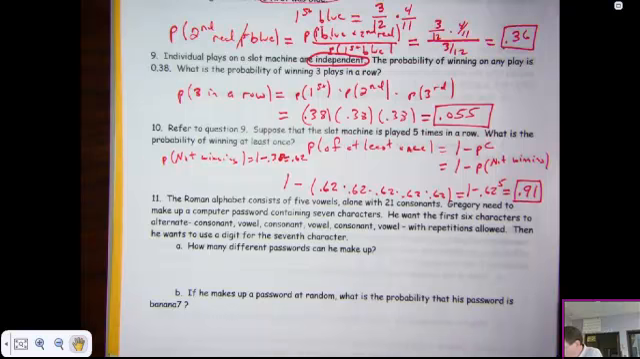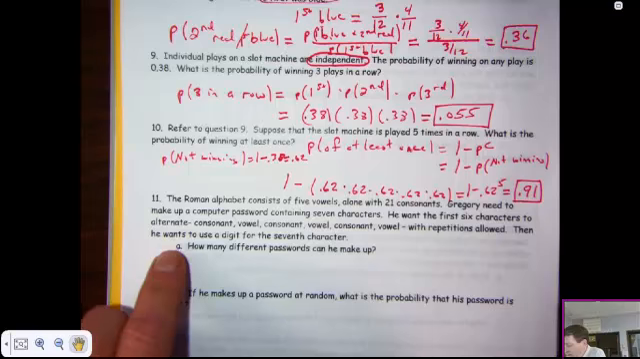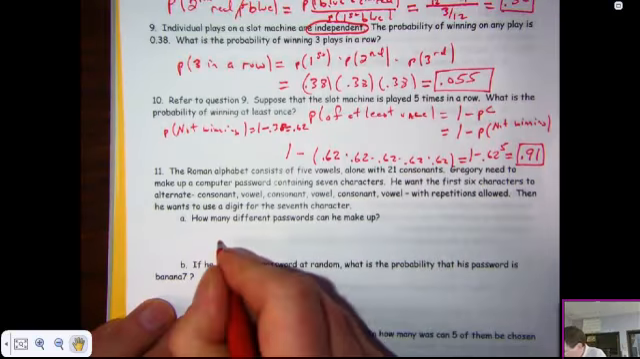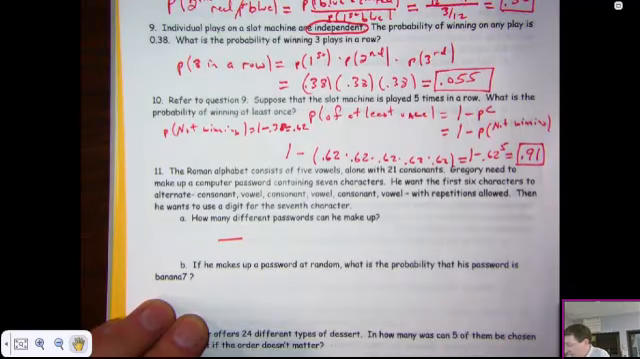11. The Roman alphabet consists of 5 vowels, along with 21 consonants. Gregory needs to make up a computer password containing 7 characters. He wants the first 6 characters to alternate consonant, vowel, consonant, vowel, consonant, vowel, with repetitions allowed. Then he wants to use a digit for the 7th character. How many different passwords can he make up? All right, the very first character, how many choices does he have?